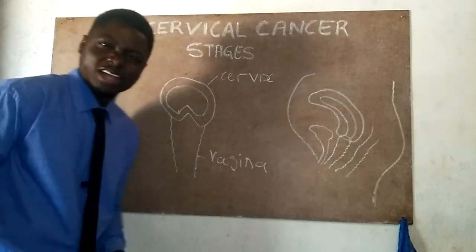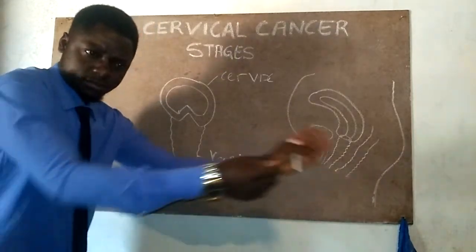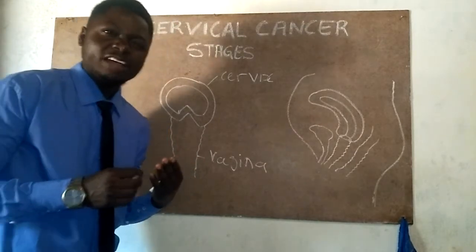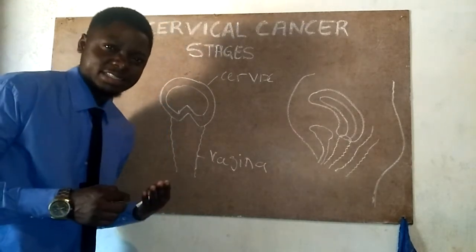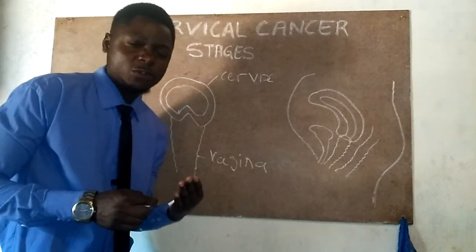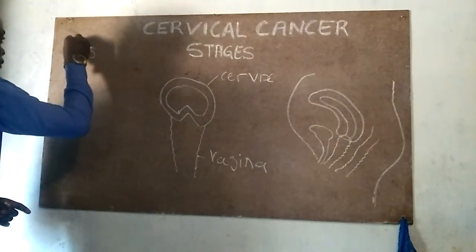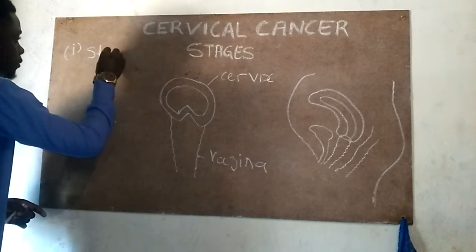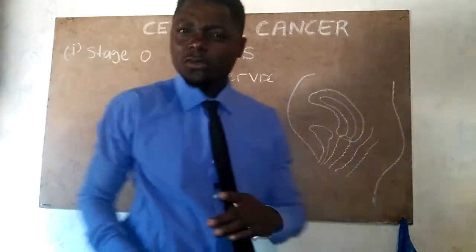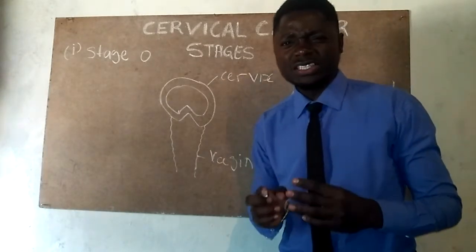Now staging of cancer depends on the progression of this cancer and the degree of damage that the cancer cells are going to cause. For example, staging of cancer starts from stage 0 up to stage 4. So we are going to start with stage 0. Now, stage 0 of cancer is also sometimes called carcinoma in situ.